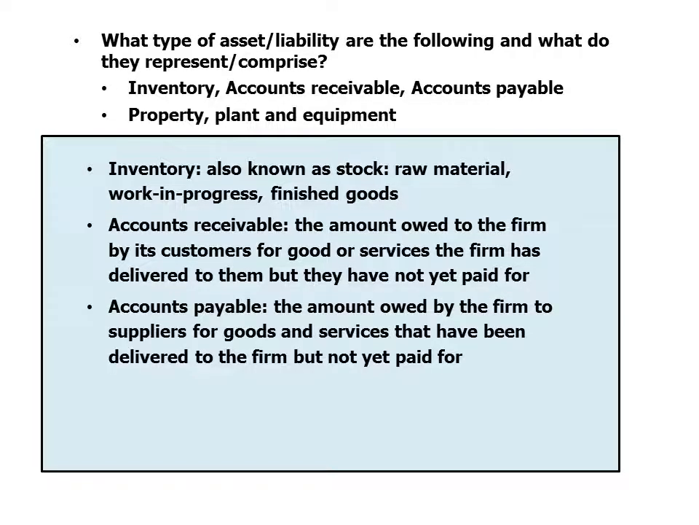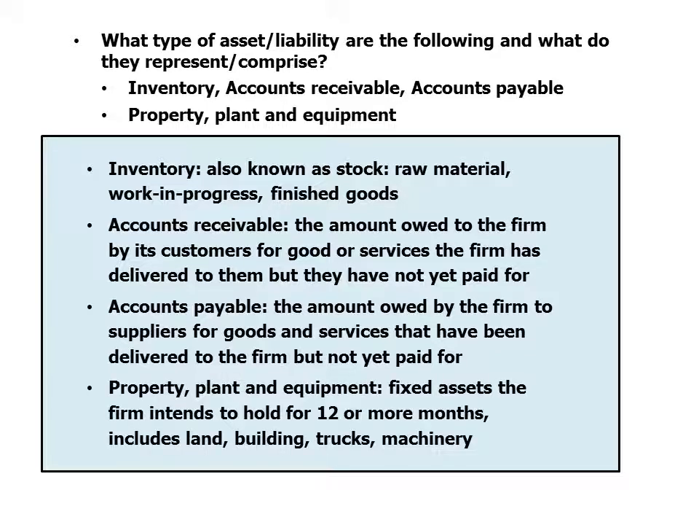Accounts payable, this represents the amount owed by the firm to suppliers for goods and services that have been delivered to the firm but have not yet been paid for. And those three items are all part of working capital. Last one, property, plant and equipment, non-current assets, often referred to as fixed assets that the firm intends to hold for 12 or more months. Examples of these include land, buildings, trucks, machinery, transportation.